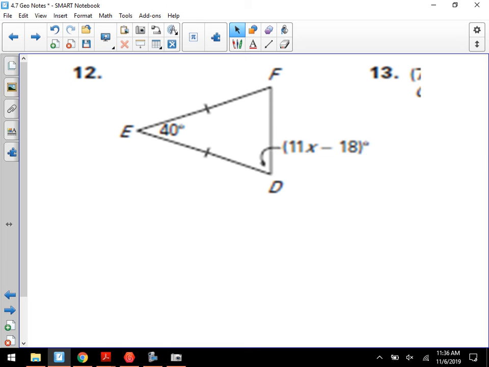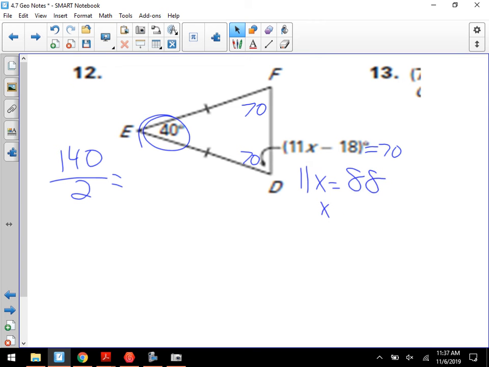So, once again, how many degrees are in a triangle? 180. If I back out the 40, how much is left? 140. So if I've got 140 degrees that has to go between 2 angles, what is each one of them? Go. So you have 70 here and 70 here, which means you set this equal to 7. Alright. Now in this case here, it's a 2-step algebra problem. It is not difficult. You add the 18, and you divide it by 11.